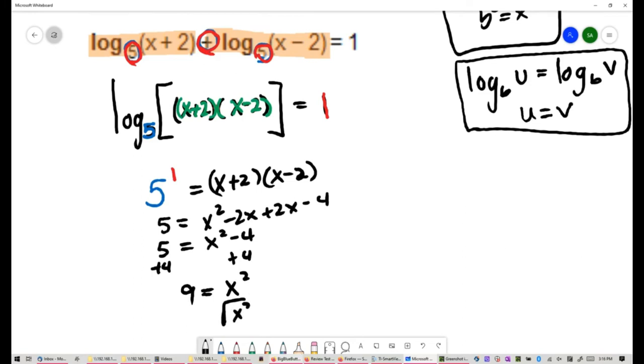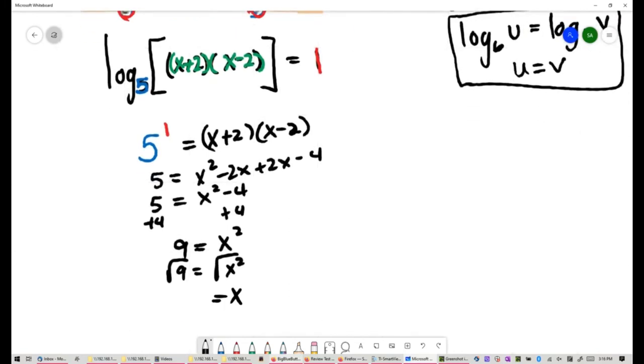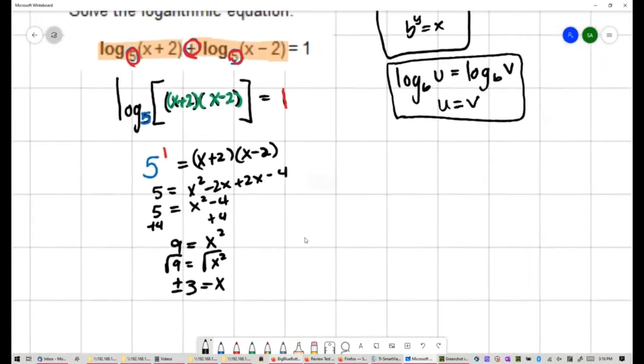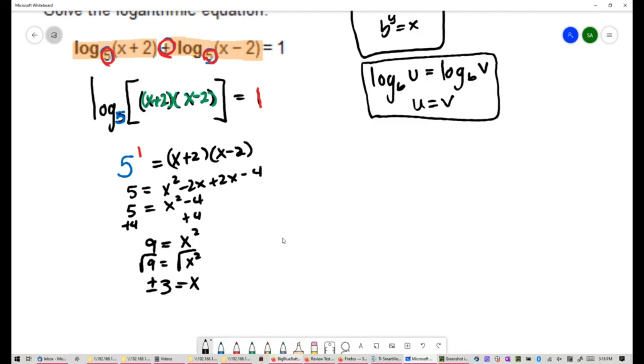Square root both sides. And we get x equals plus and minus 3. Now we've got what x equals, but with log equations we're not done here, because when we solve log equations, sometimes we can produce what we call extraneous solutions. And extraneous solutions are solutions that don't work in the original equation. So every single time you solve a log equation, you have to check for those extraneous solutions.